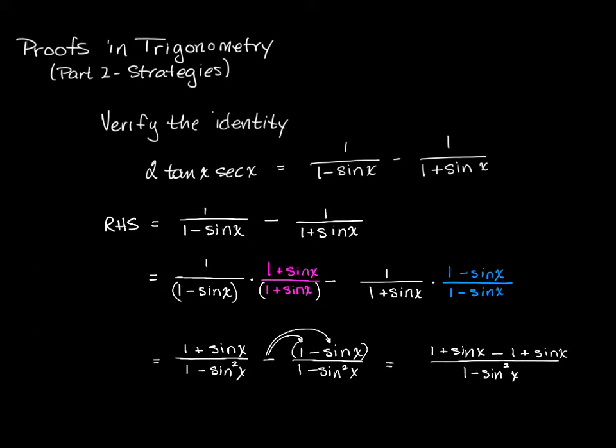Now combining my terms in the numerator, 1 and minus 1 cancel, and I'm left with 2 copies of the sine of x over 1 minus sine squared of x.